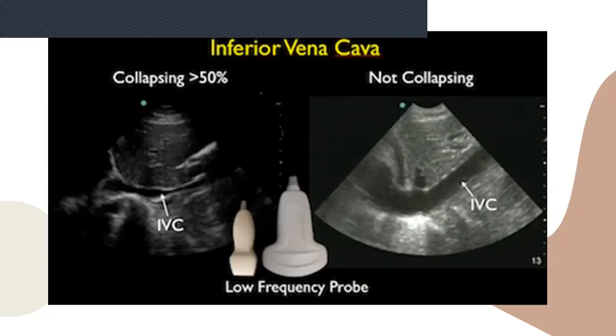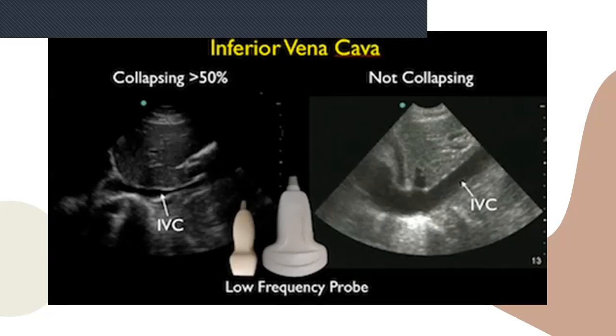And this is how you get your IVC. You can use your cardiac probe or your curvilinear probe. And the most important thing when you're doing IVC is you need to see the right atrium. Okay. If you're not seeing the right atrium, most probably you're not looking at your IVC, you're looking at your aorta. So you have to correlate your findings with the clinical presentation of the patient.